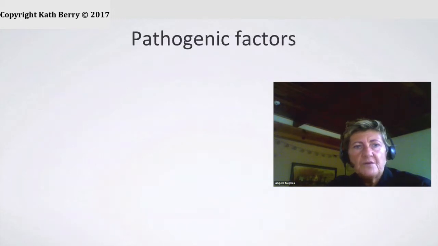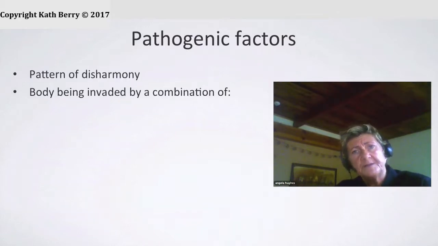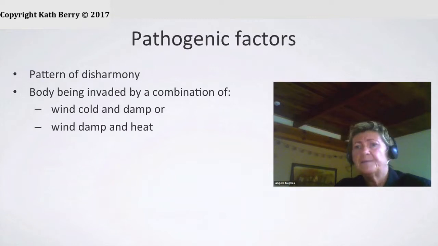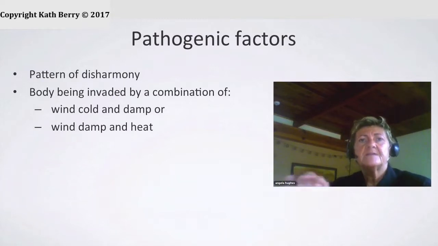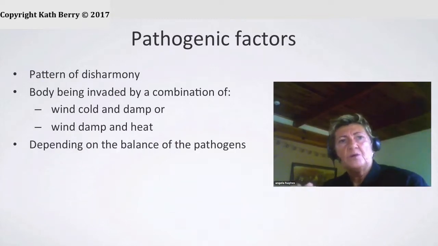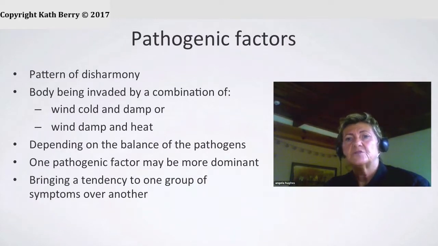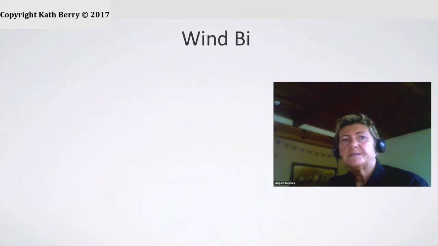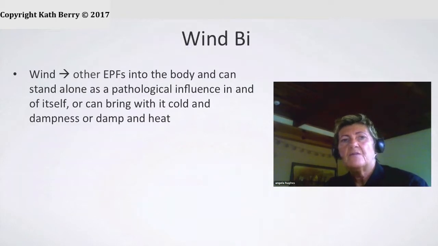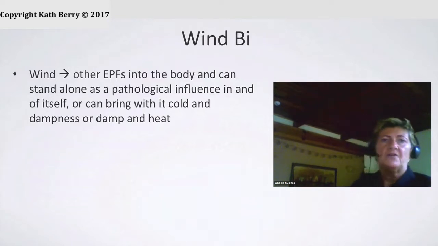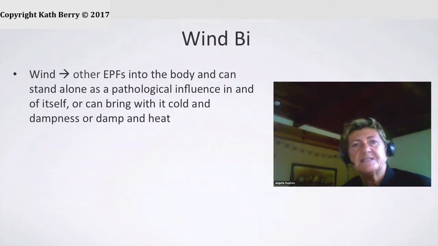So I want to move on to talking about the pathogenic factors in detail. As we've said, the usual pathogenic factors include wind, cold, and damp, or wind, damp, and heat. Depending on the balance of the pathogens, one pathogenic factor may be more dominant, bringing a tendency to a certain group of symptoms over another. Wind is the bringer of most evils. It brings all the other pathogenic factors into the body.